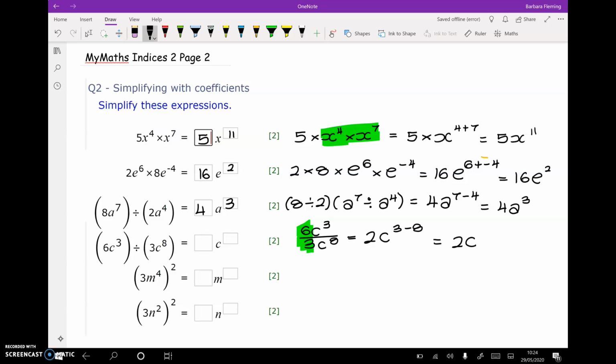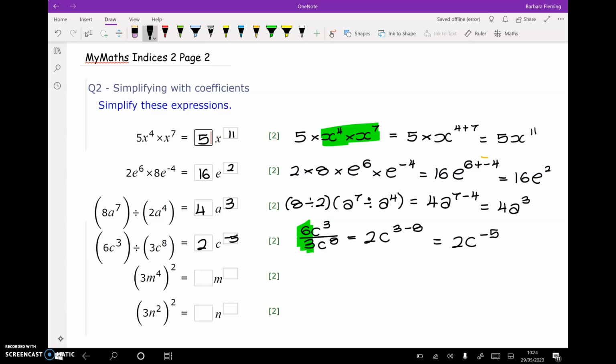And that will give you 2 c to the power of, now we're going to go into our negatives here. 3 take away 8 will bring us into our negative numbers. 3 take away 8 is minus 5. So 2 c to the power of negative 5.